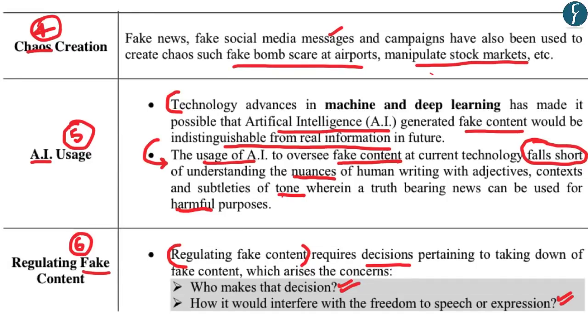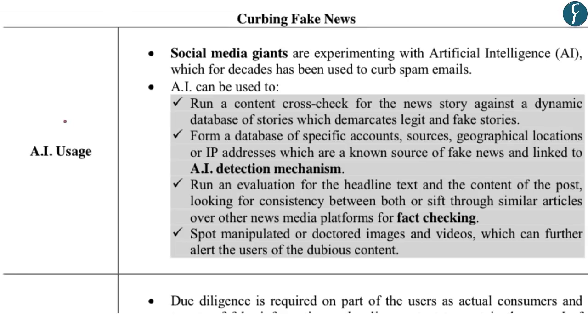Now, let us understand the various steps that can be taken to curb fake news. Now, the first method that can be used to curb fake news is the usage of artificial intelligence. Wherein previously, as you might be aware of also, social media giants such as Google have experimented with artificial intelligence, wherein artificial intelligence has been used to curb spam emails, which you also might be aware of.